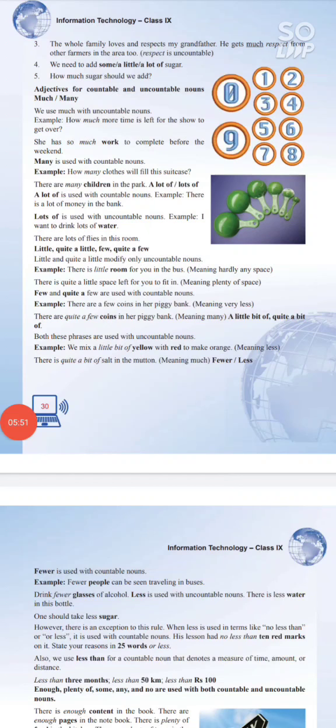Okay. Few and quite a few are used with countable nouns. So these two words, few and quite a few, are used before countable nouns. Let's see the example. There are few coins in her piggy bank. So the number of coins in the piggy bank is countable, so few is used before coins. It means very less. There are quite a few coins in her piggy bank. It means many. Few means less. Quite a few means more. So few and quite a few are used before countable nouns.